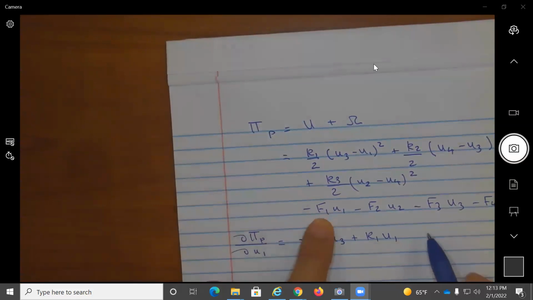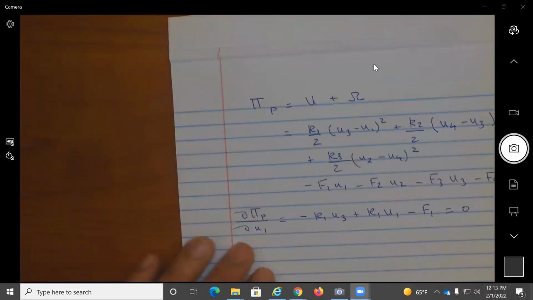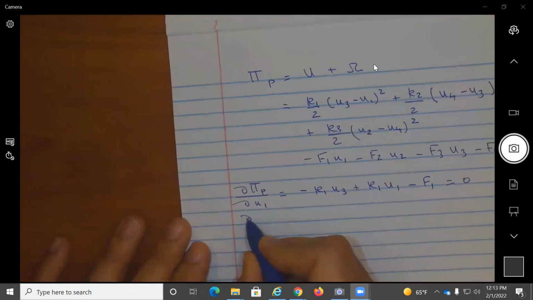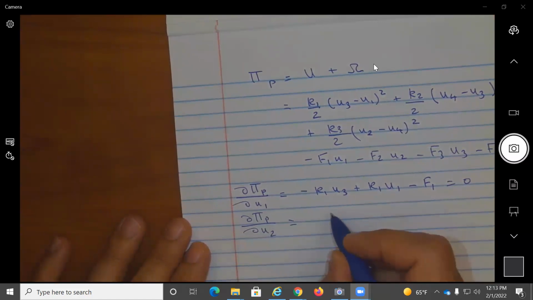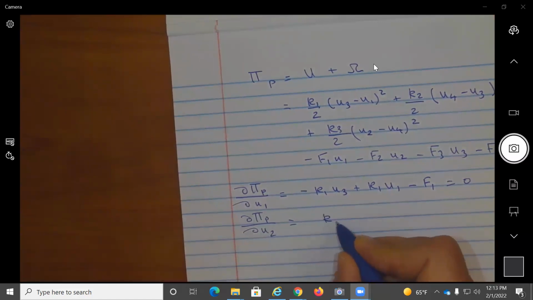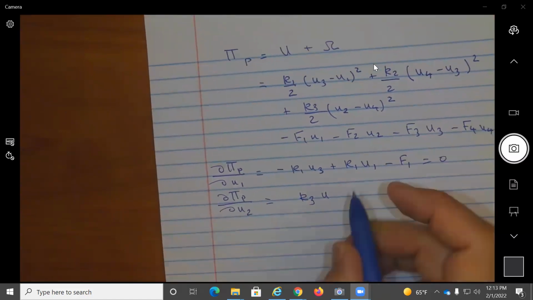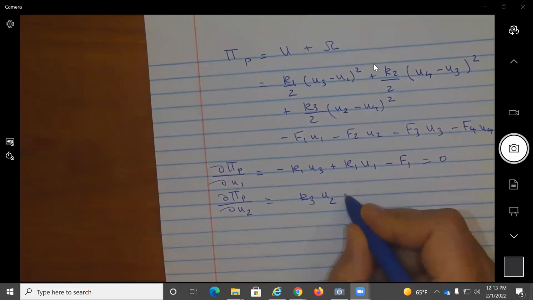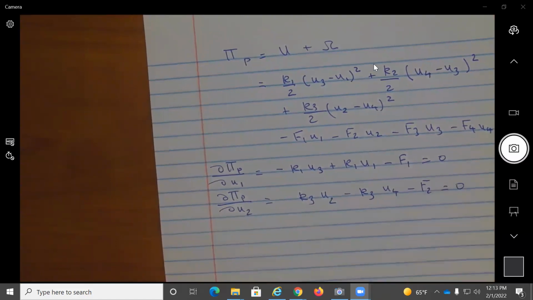So we keep going, and then here I have a minus f1 u1, I'm sorry, a minus f1, so that would be minus f1 is equal to 0. Likewise, I'm going to do the partial derivative with respect to u2, taking the partial derivative and reorganizing. I trust you can all do the details of this. So just the concept here: k3 u2 minus k3 u4 minus f2 is equal to 0.